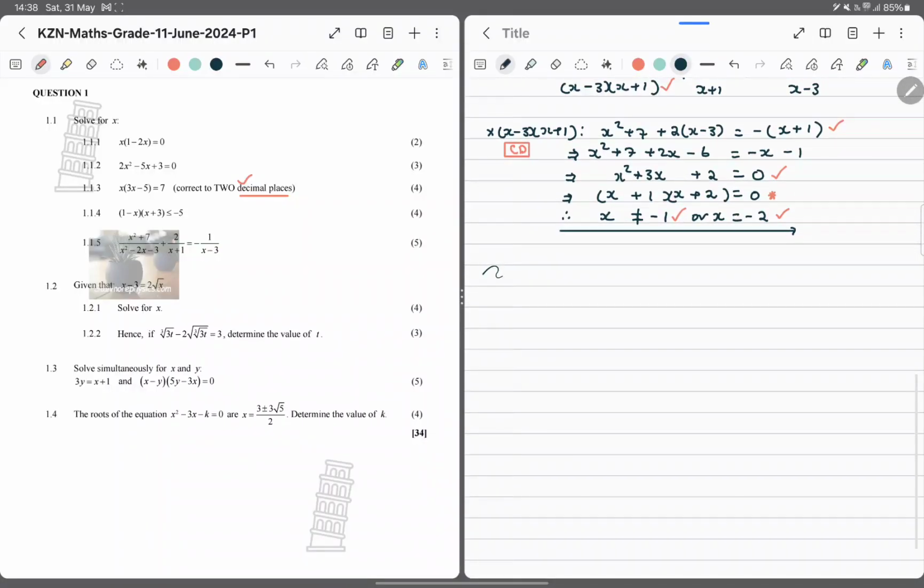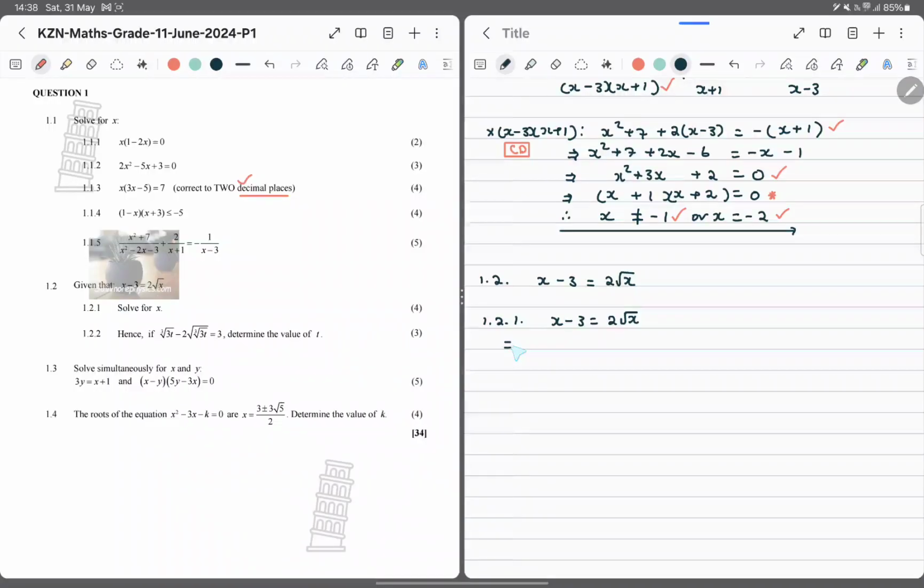So we've got 1.2, where we are given x minus 3 is equal to 2 root x. Okay, now we're told to solve for x. Easy. Radicals. 1.2.1. We've got x minus 3 is equal to 2 root x.